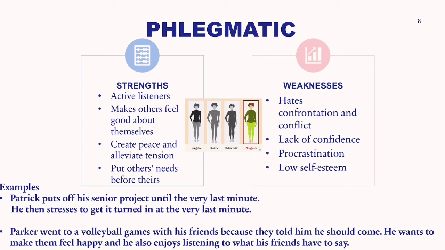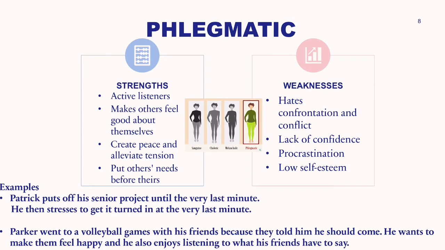Weaknesses include they hate confrontation and conflict, which could be bad because you don't want them to melt during conflict. They also lack confidence, which is a weakness because when they are in an argument or have conflict with somebody, they don't have confidence in themselves and their opinions, so it's going to be hard to argue their point. They like to procrastinate and they don't think very highly of themselves. Like I said, they lack self-confidence and they have low self-esteem.